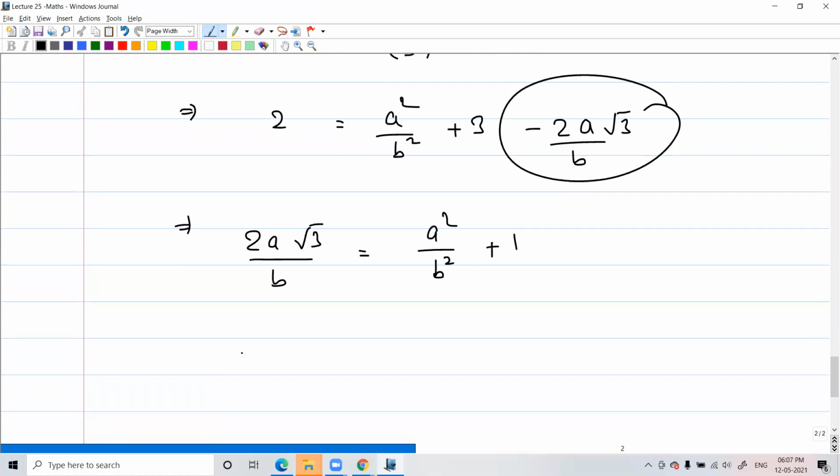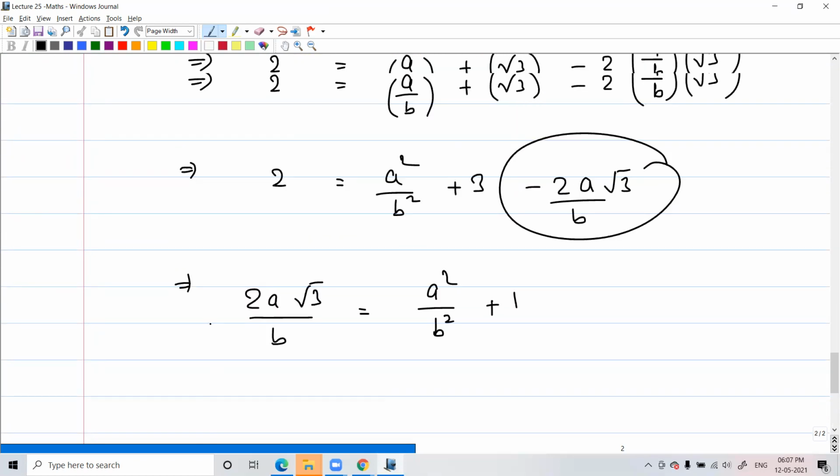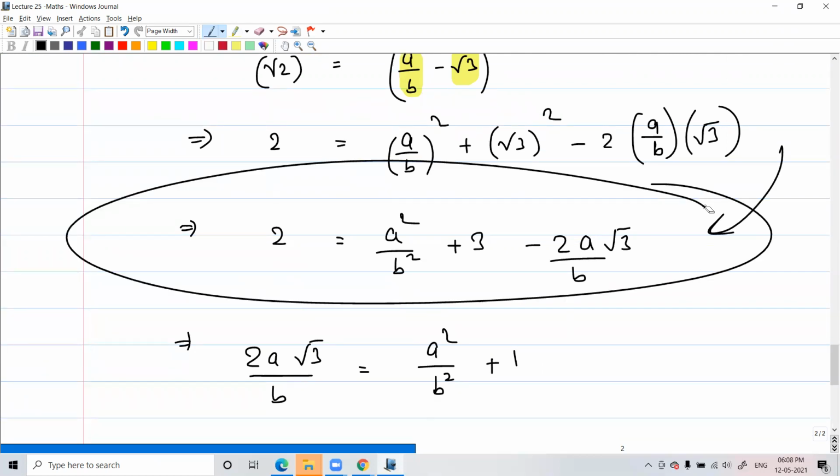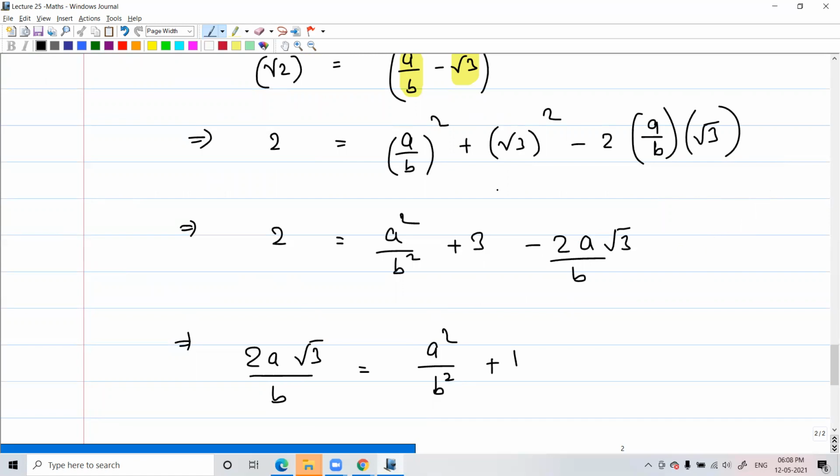Sir, I didn't understand. Okay, so up to this step was clear? Yes, sir. After that, what happened to the 3, sir? Why have you written one here? Okay, you see, this 3 was there and there is a plus 2 on this side. I transposed it to this side, so 2 will become minus 2, no? Okay, sir, I understand. 3 minus 2 becomes one. So everyone is okay up to this step now?